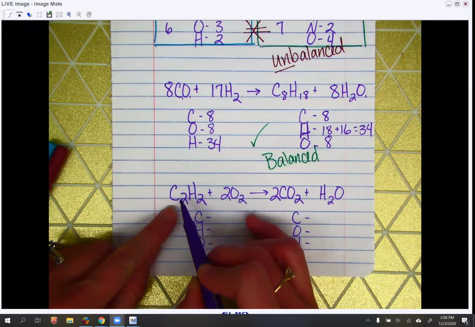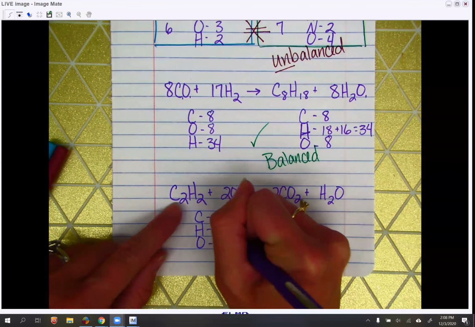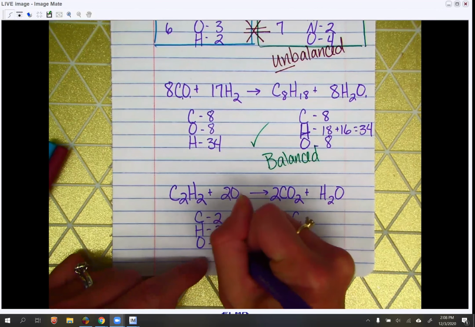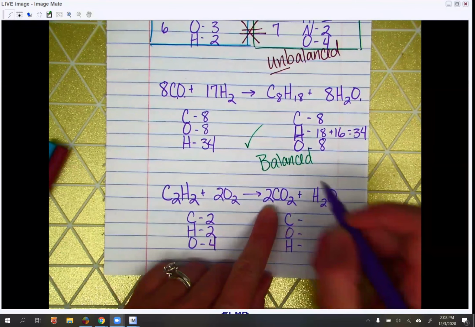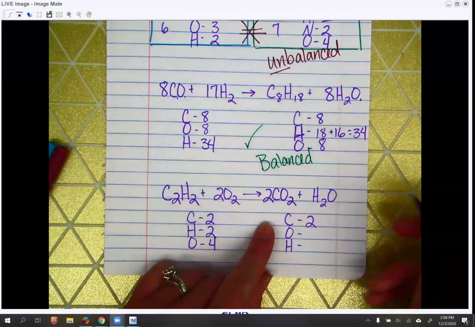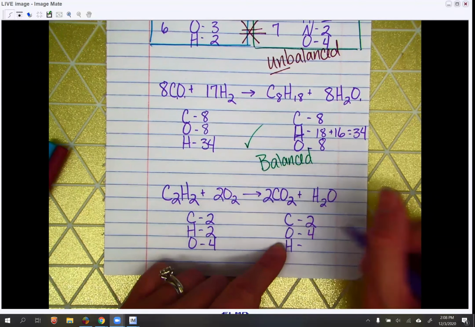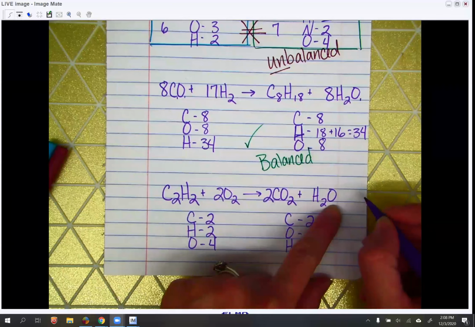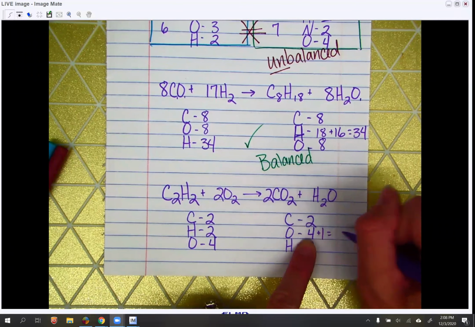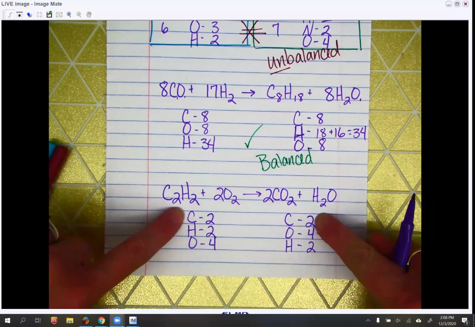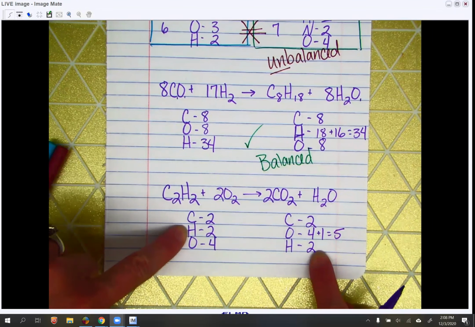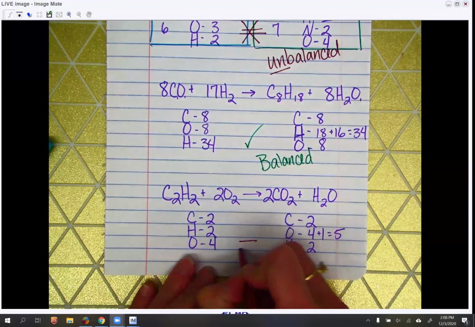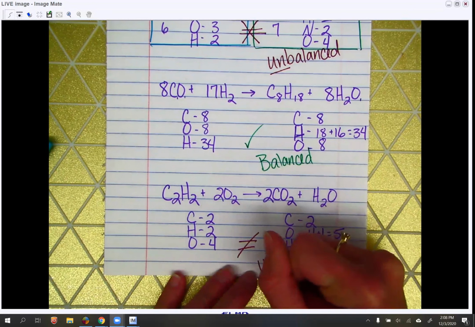So I have 2 carbons here, 2 hydrogens here, and in my oxygens, I have 2 times 2 is 4. On this side, I have 2 carbons here. I have 4 oxygens here. I have 2 hydrogens here, but I got an extra O here. So I got to add that, which gives me 5. So I have 2 carbons, 2 hydrogens, but my oxygens are 4 and 5. So that is not equal, that's unbalanced.